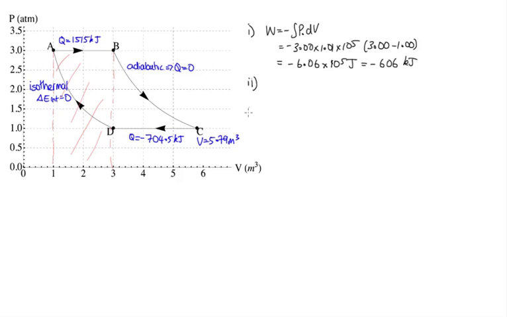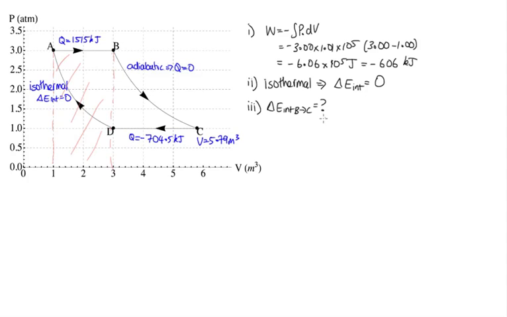Now part 2 then asks us what is the change in internal energy as it goes from state D to state A. That's easy because it's isothermal. So that tells us that the change in internal energy is equal to 0 because the temperature doesn't change. Now part 3 asks us what is the change in internal energy as the gas goes from B to C. So the change in internal energy from B to C we need to find.